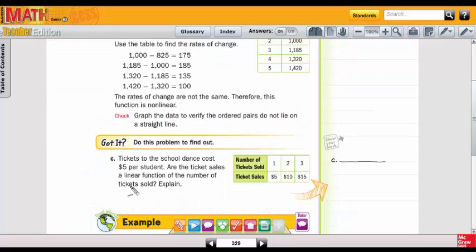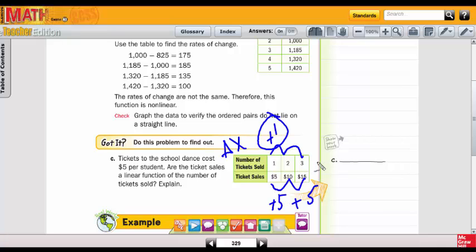All right, let's take a look at letter C. C tells us that tickets to the school dance cost $5 per student. Are the ticket sales a linear function of the number of tickets sold? Explain. So again, we can look at all three cells here. We're plus 1 from 1 to 2, from 2 to 3 also plus 1. So we have a constant change in x. Change in x is a plus 1. Now let's look at our change in y. From 5 to 10 is a plus 5, and from 10 to 15 is a plus 5. So we have a constant change in y.